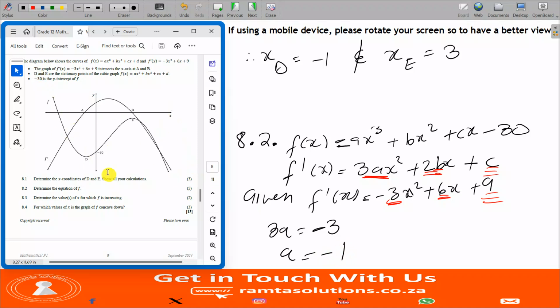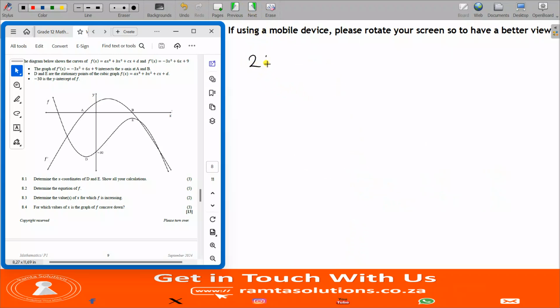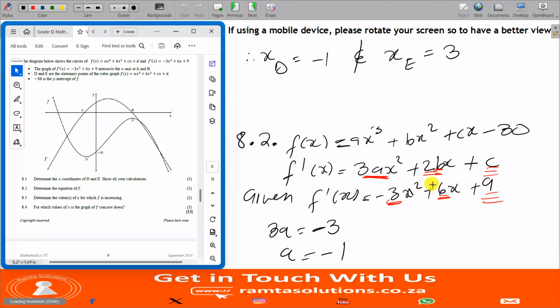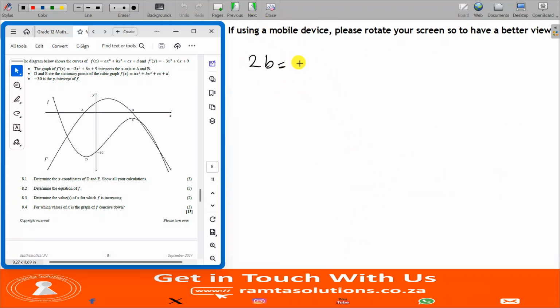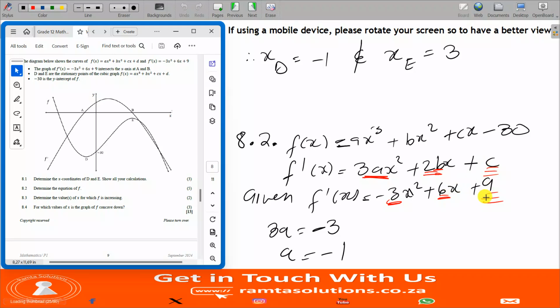Indeed, this a is negative, so it does show that it's going to end with a frowning face. So we are good. Now let's go to b. We said 2b is equal to positive 6. So this implies b is equal to 3. Happy? b is equal to 3. And obviously c is equal to 9.